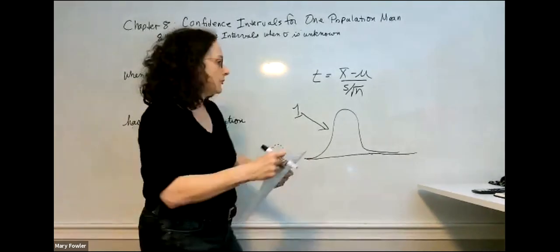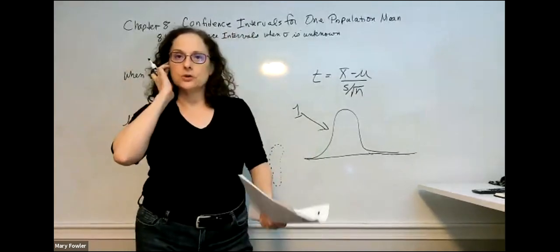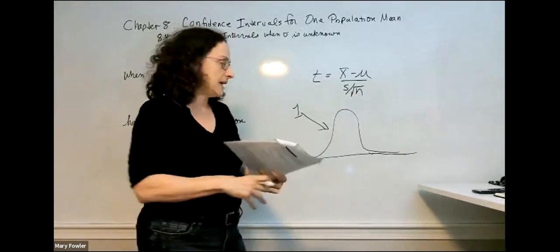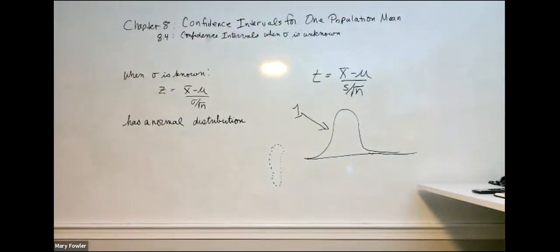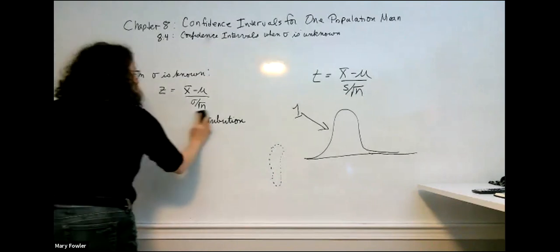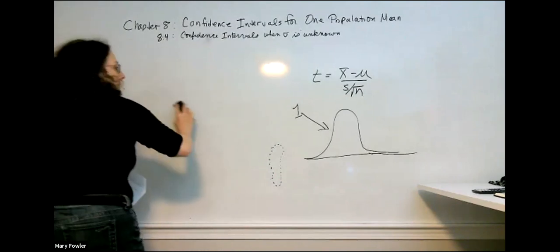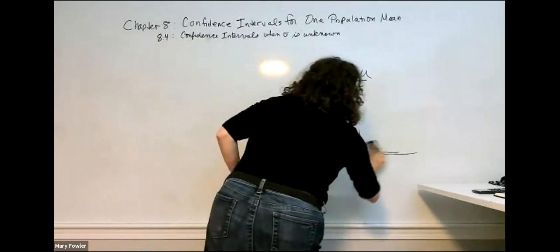So I just want to go through a couple of examples so that we can get used to reading from the T table. The first one is: for 15 degrees of freedom, find T sub 0.05. Okay, so let me write that down.